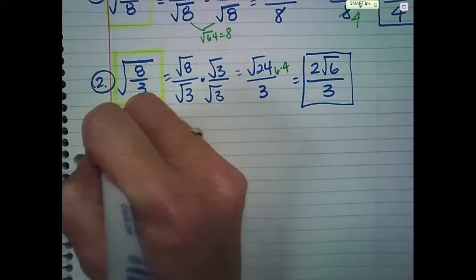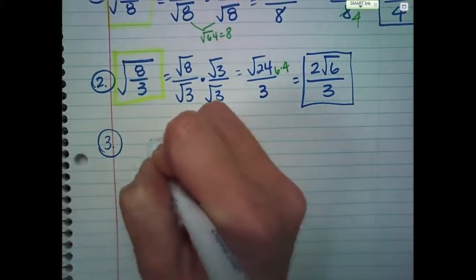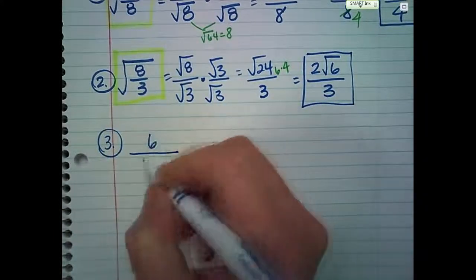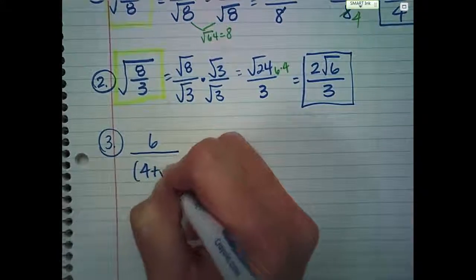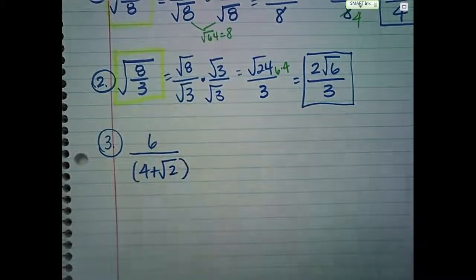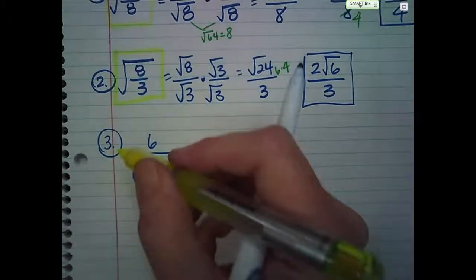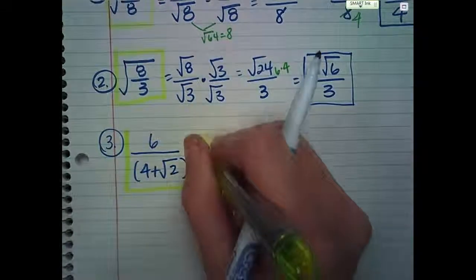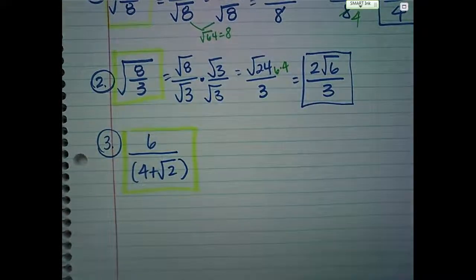Root 3... 6 over 4 plus root 2. Now this one's a little messier, right? Because if you're looking at it, you have 4 plus root 2 in the denominator.